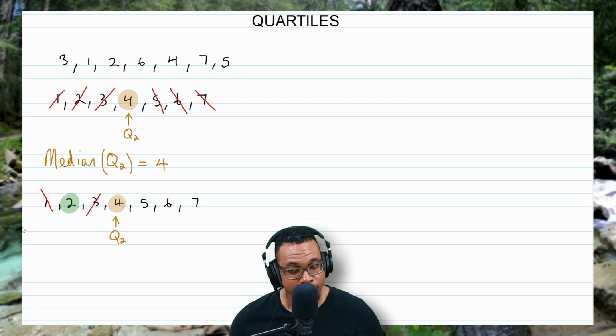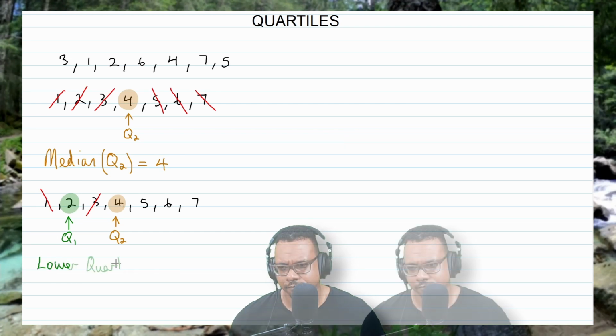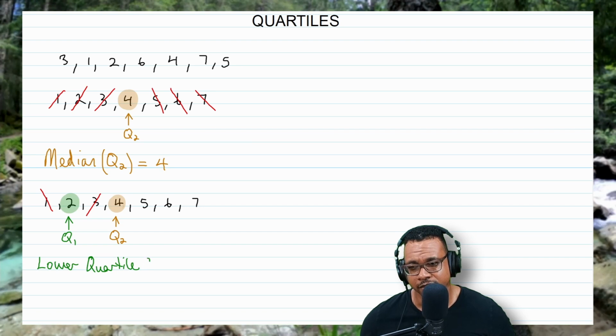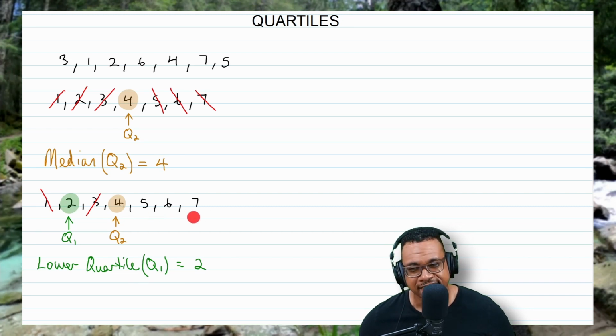And the symbol for the lower quartile is Q1. So I'm just going to write Q1 here. And to put that, the lower quartile symbol is Q1, is equal to 2. Now let's look on the right-hand side of the median.